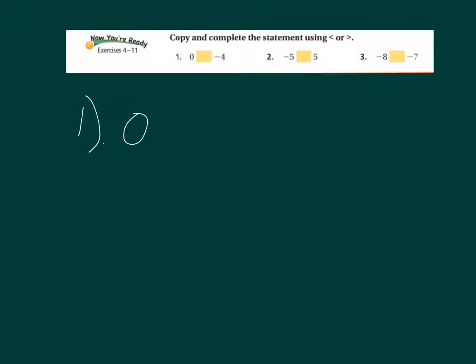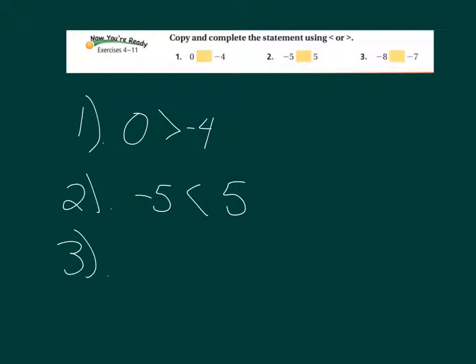For number 1, we should get 0 is greater than negative 4. For number 2, we should get negative 5 is less than positive 5. And number 3, we should get negative 8 is less than negative 7. Again, make sure you look really close at this one. Sometimes students think about the number being bigger. They think that it always has to be bigger. If it's negative, that means it's farther away from 0 in the opposite direction.